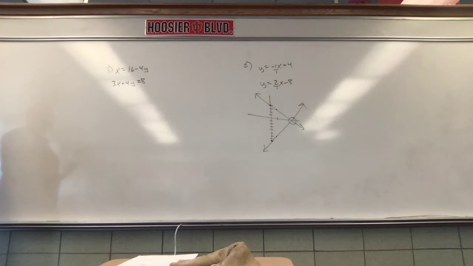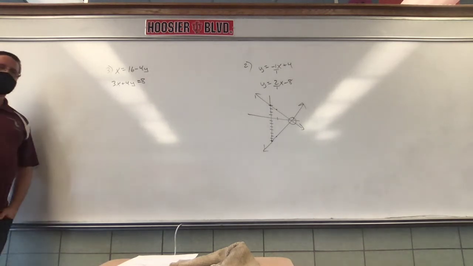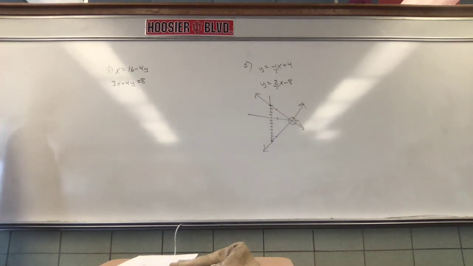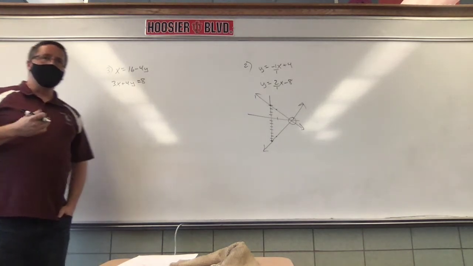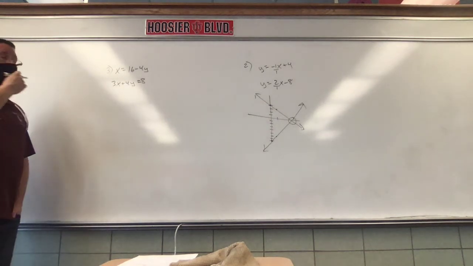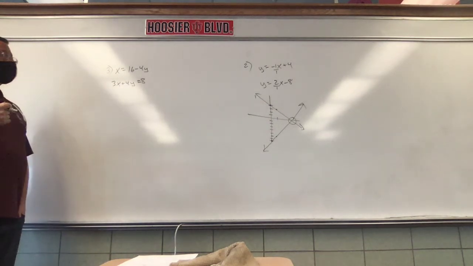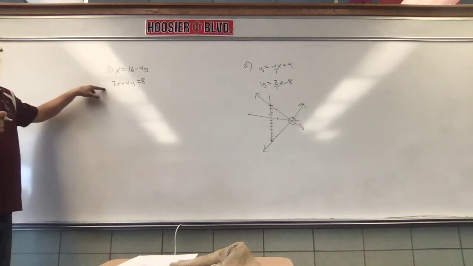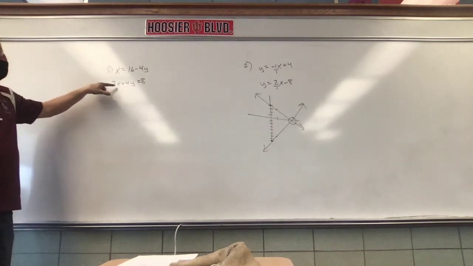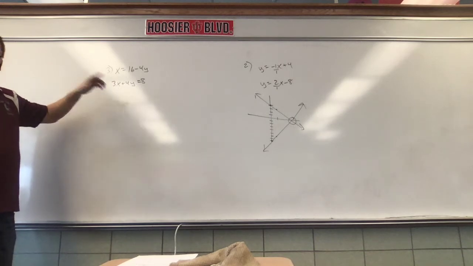Now, when we look at this one, we've learned two methods of solving: substitution and elimination. We use substitution, remember, when you know one of the variables. Do we know what x is, or do we know what y is? x is 16 minus 4y. So I'm going to rewrite the bottom equation, but wherever I see an x, plug in 16 minus 4y, and plug it in parentheses.